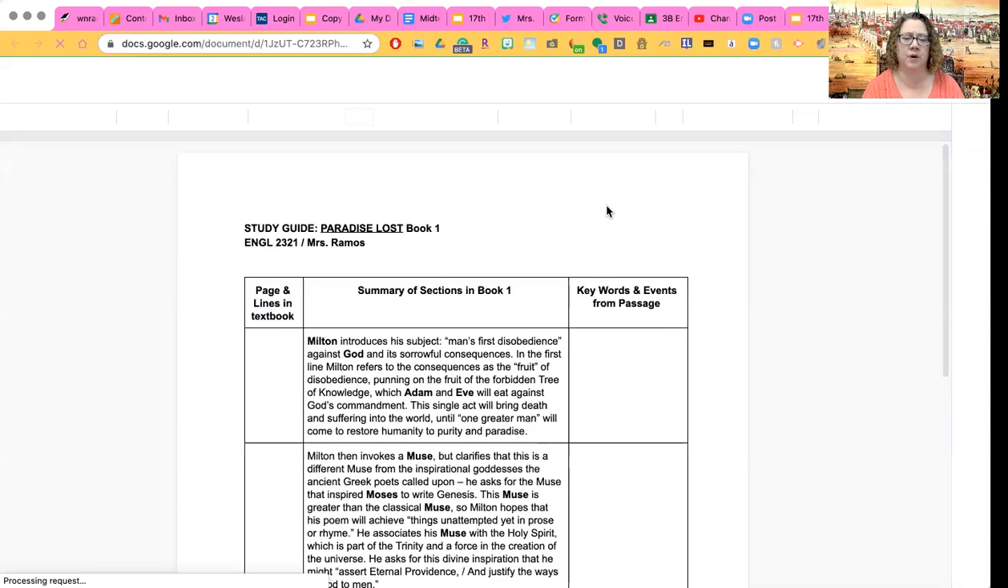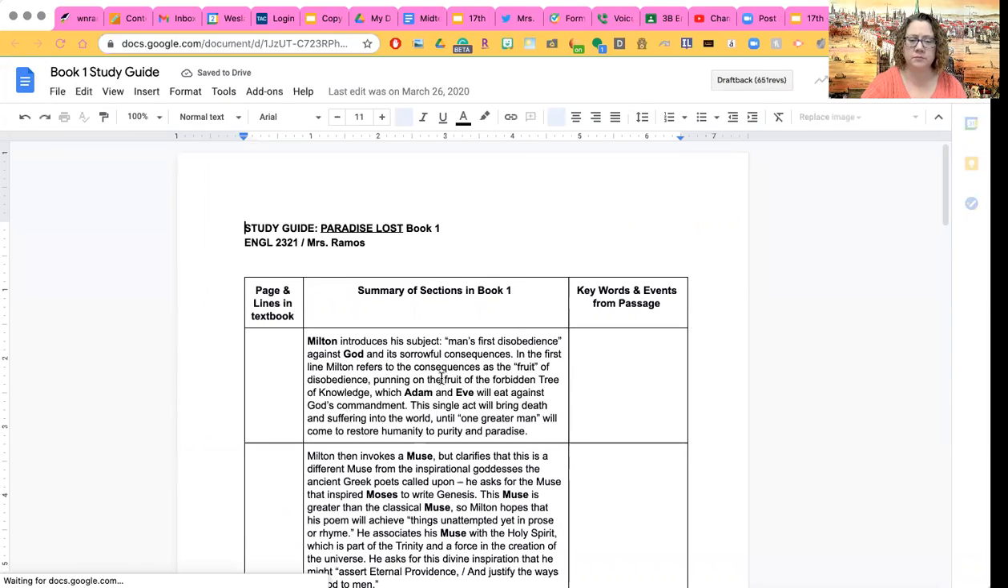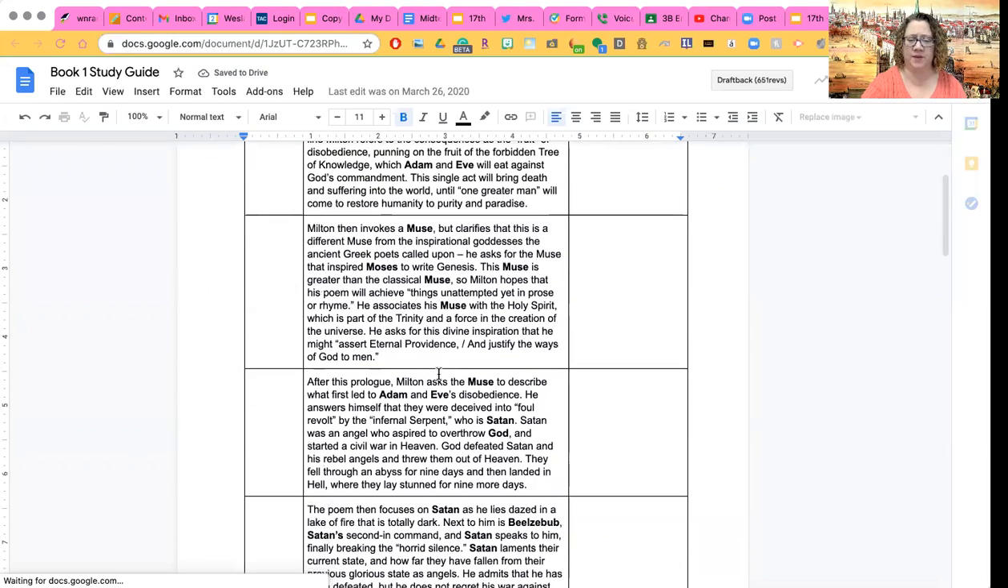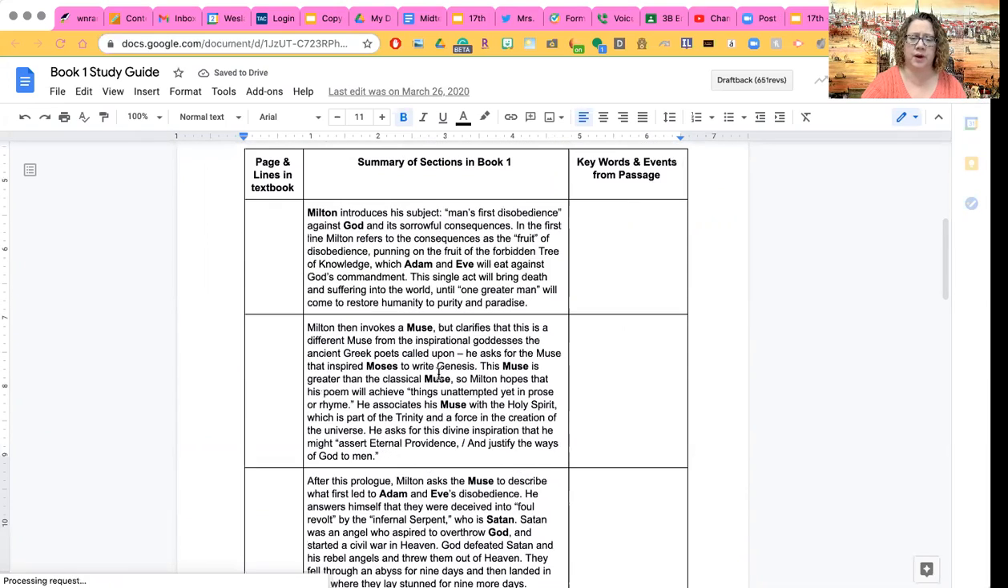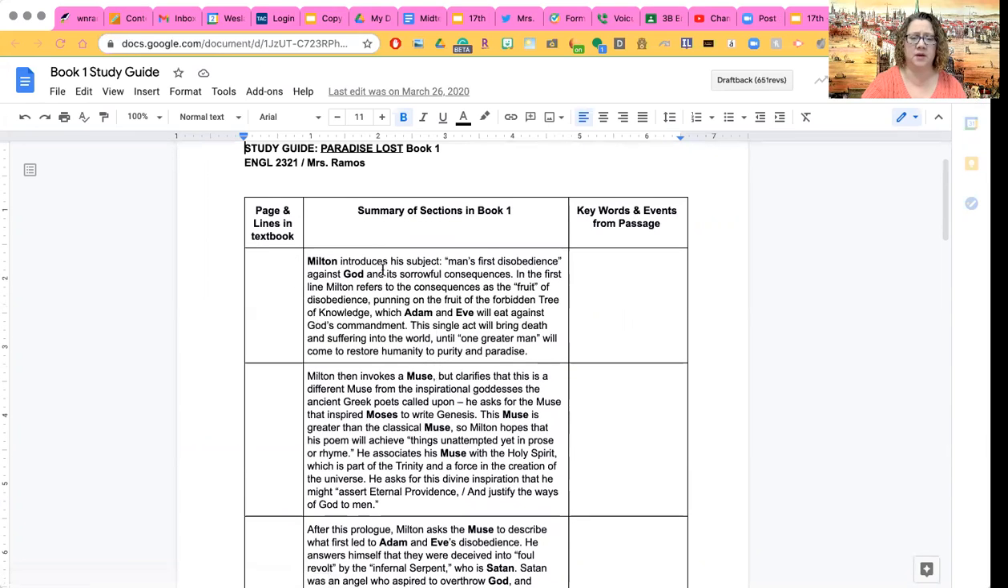I did create a study guide. It's a little bit different than the study guides that we did for Othello. In this one, I put kind of a summary in the middle for you of all the things that are happening in the text, and a space for you to write in. If you want to make a copy of this, you can, or you can just use the summary to help you read. Over here, the page and lines in the textbook where those are referred to, and then over here, what are the key events and words that are happening to kind of keep you on track. So if you think that would be helpful, that would be a good thing probably for you to work on alongside your reading of book 1.